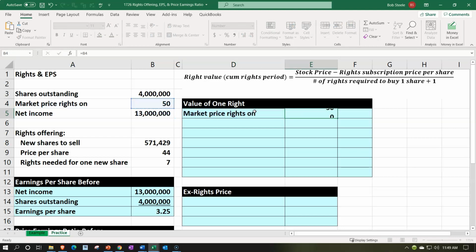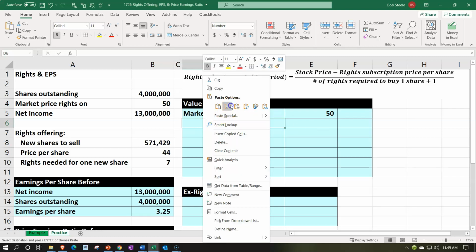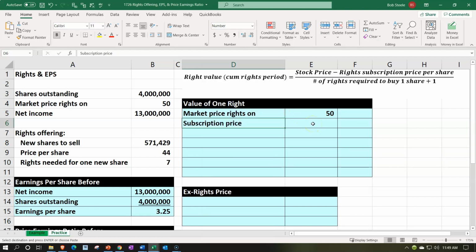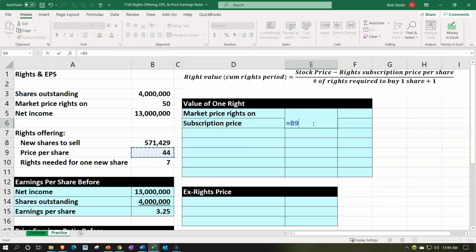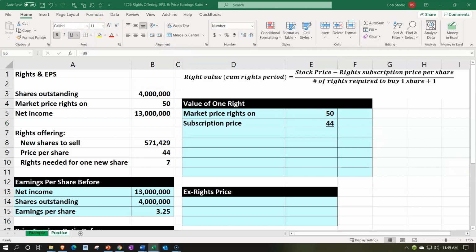We're going to take the 50, and then we've got the subscription price. That's going to be the price that we can buy it at if we take advantage of the discounted rate, which we had at the 44. Underlining that, font group and underline. We'll call that the numerator, the difference, the num. And that's going to be equal to the 50 minus the 44, or 6.